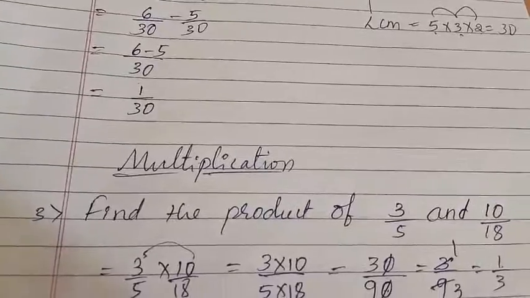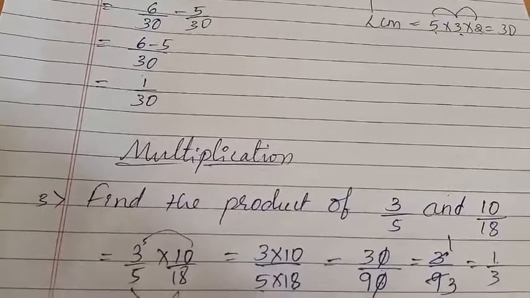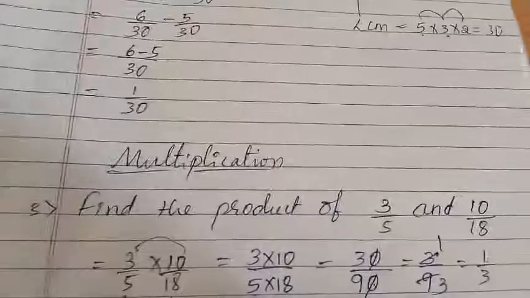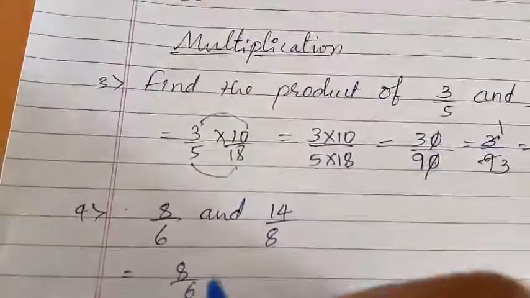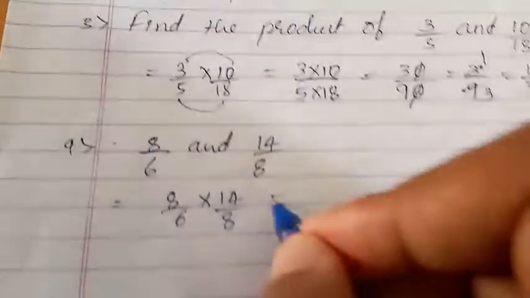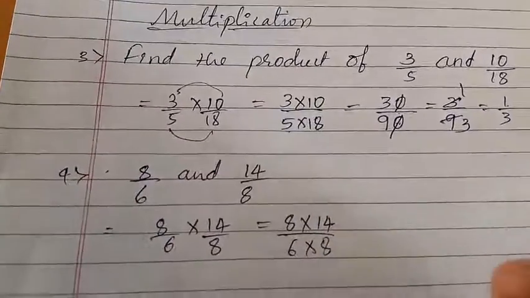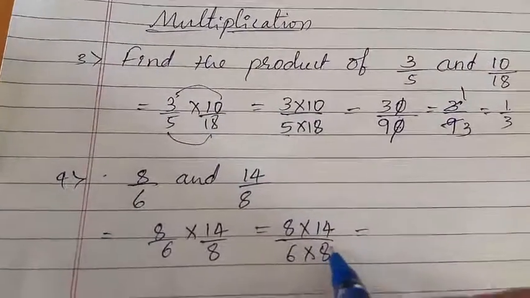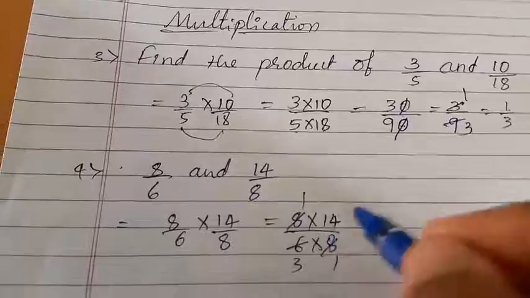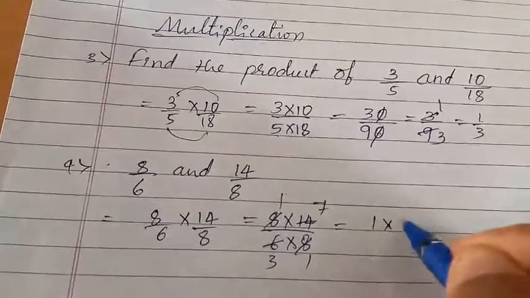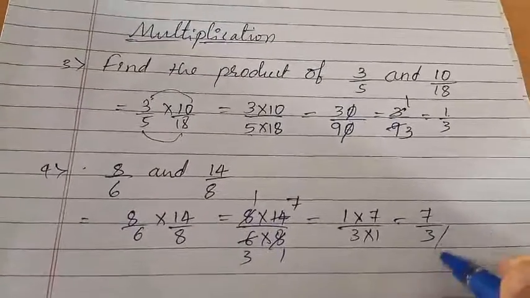The fourth one: 8 by 6 and 14 by 8. So how to multiply this one? 8 by 6 into 14 by 8. Just multiply numerator to numerator, denominator to denominator, 6 into 8. Otherwise, here cancellation is possible. 8 ones are 8, 8 ones are 8. 14 and 6 are even numbers, divisible by 2. 2 threes are 6, 2 sevens are 14. The remaining numbers are 1 into 7, 3 into 1. So 1 seven is 7, 3 ones are 3. So 7 by 3 is the answer.